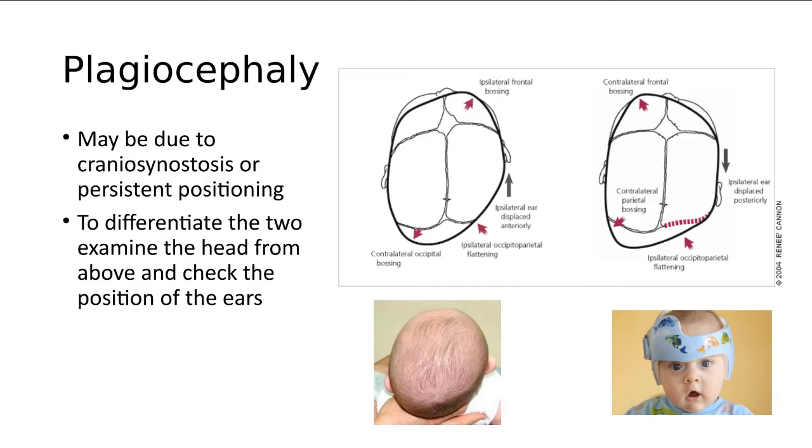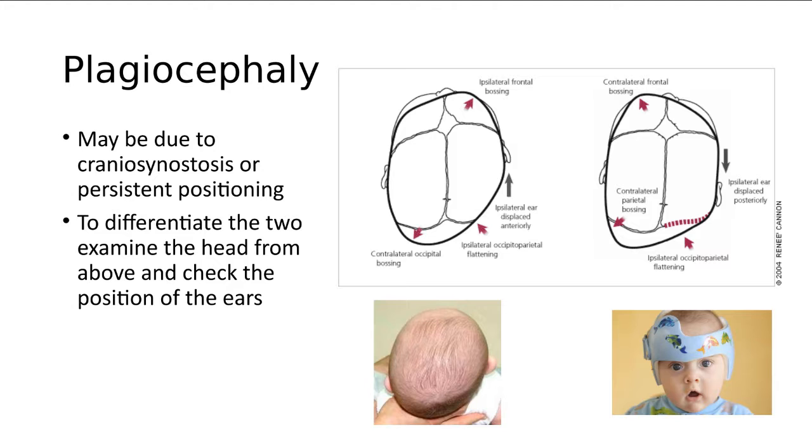Now, plagiocephaly speaks to an asymmetric head shape, and it may be due to two main reasons: craniosynostosis or persistent prolonged fixed positioning. So the first example here is plagiocephaly, this asymmetric head shape due to persistent prolonged fixed positioning. And this may happen when a baby has come out of an environment that is crowded in the womb. So if you have multiple gestations, or severe oligohydramnios, or an abnormally shaped uterus, then that might restrict the fetus's movement and result in plagiocephaly. Or if after birth they're just lying in one position for a long time, that may result in plagiocephaly.